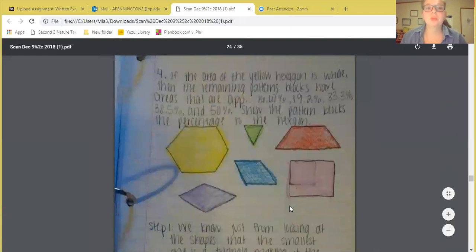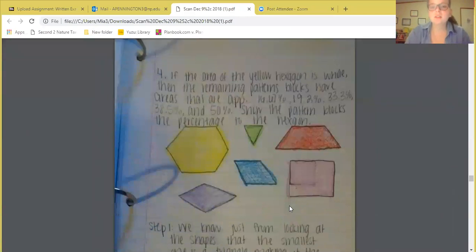Now question 4. If the area of the yellow hexagon is whole, then the remaining pattern blocks have areas that are approximately 16.67%, 19.2%, 33.3%, 38.5%, and 50%. So the pattern blocks are given as a percentage of the hexagon.